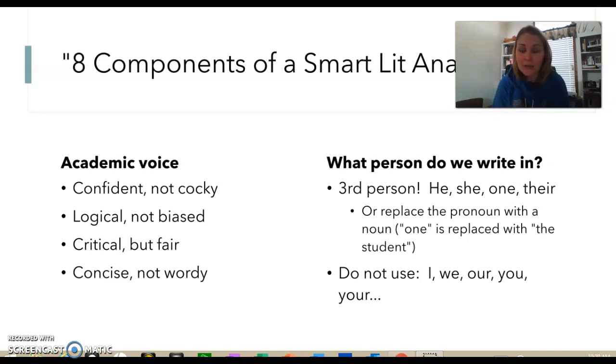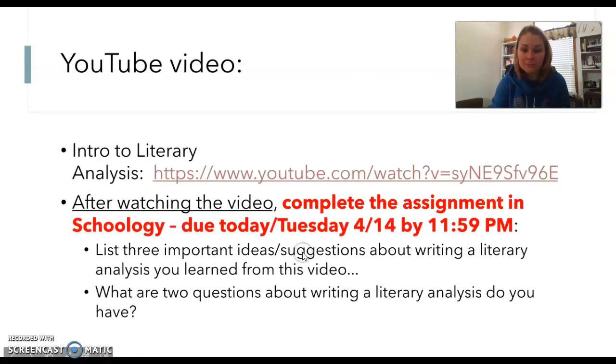Okay, for this essay, we do write in third person, exactly the same as our essay number 1. So we will not be using words like I, we, our, your, yours, yourself, and so on. We will be using words like he, she, one, they, their, and we can always replace the one pronoun or the one idea with an actual noun like the student, the writer, the author, the character. So keep that in mind as we go through.